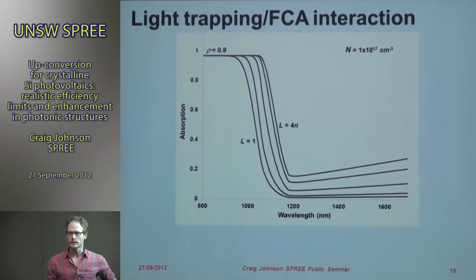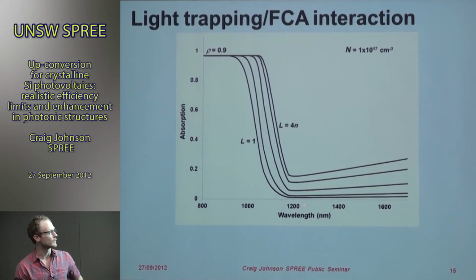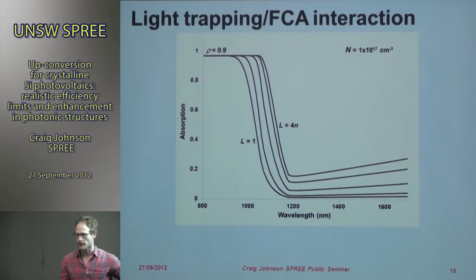And then there's an interaction between light trapping and free carrier absorption, as I mentioned before. So when you look at light trapping with free carrier absorption taken into account, you can see that light trapping also enhances free carrier absorption. So this is why solar cells with extensive light trapping heat up. And that's, again, at 10 to the 17th.